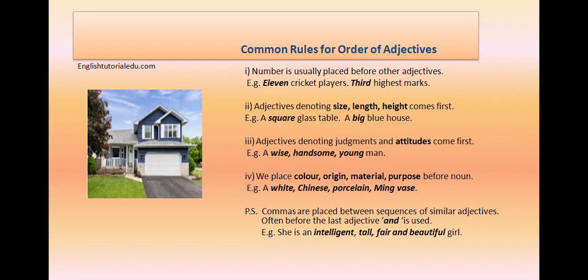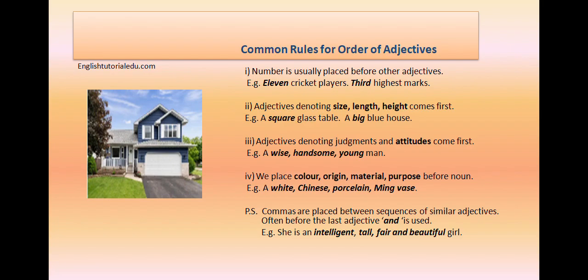Now we shall revise some common rules for the order of adjectives. Number is usually placed before other adjectives. Eleven cricket players, third highest marks. Adjectives denoting size, length, height come first. A square glass table, a big blue house. Adjectives denoting judgments and attitudes come first. A wise, handsome young man. We place color, origin, material, purpose before noun. A white Chinese porcelain Ming vase.